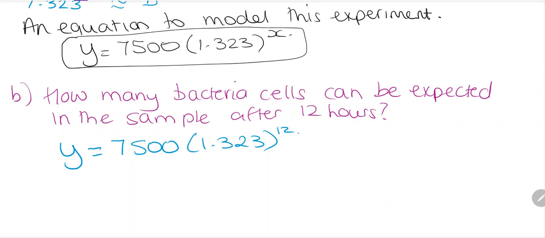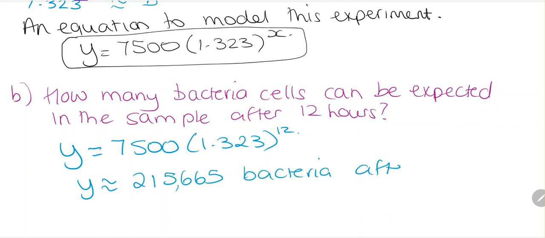So y is approximately, so if we calculate this in our calculator, 215,665. So 215,665 bacteria after 12 hours.